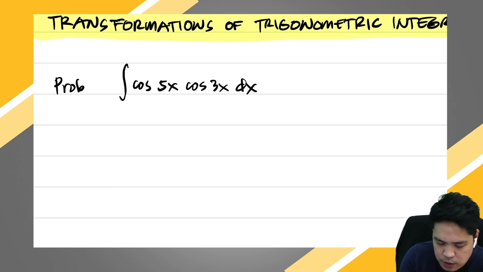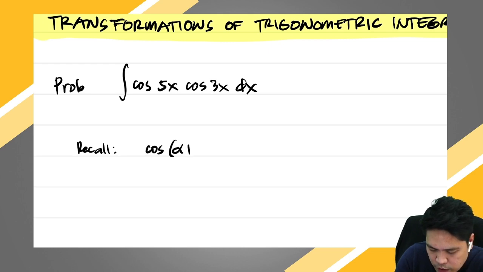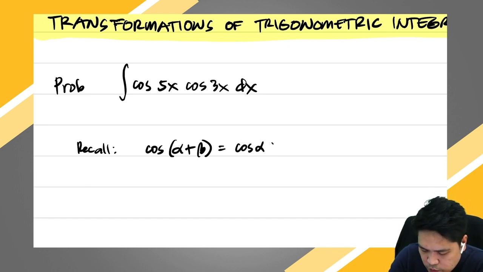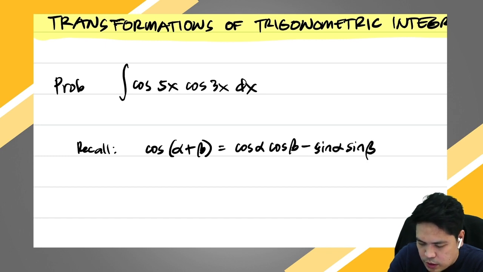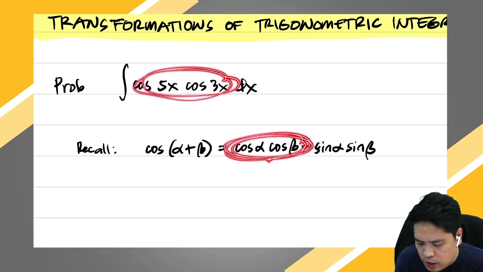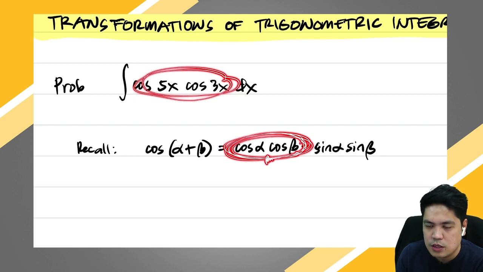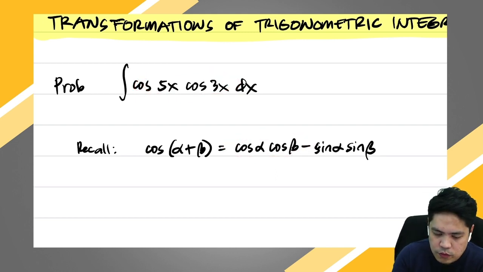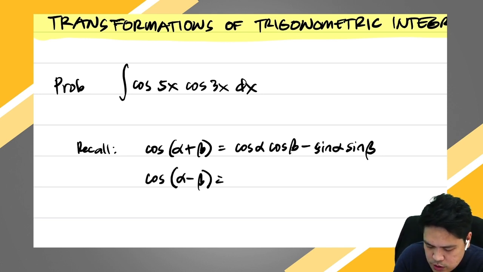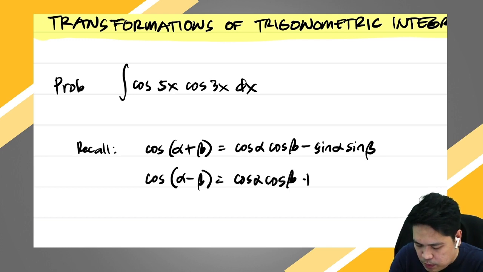So let us recall that cosine of alpha plus beta, the cosine of the sum of two angles, is equal to cosine alpha cosine beta minus sine alpha sine beta. This is now similar to this. Let us find the equivalent function to which we could apply our trigonometric formulas for integration. We also know that the cosine of the difference of alpha and beta is equal to cosine alpha cosine beta plus sine alpha sine beta.